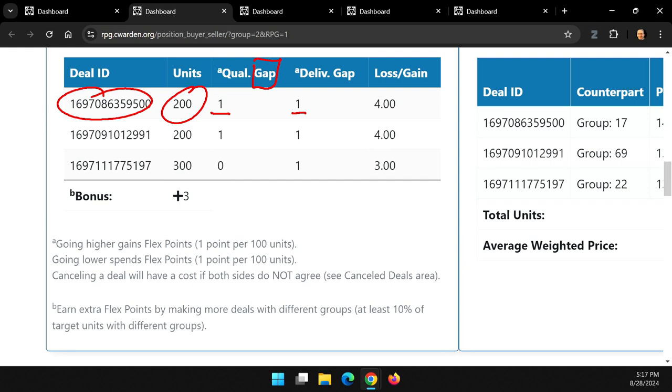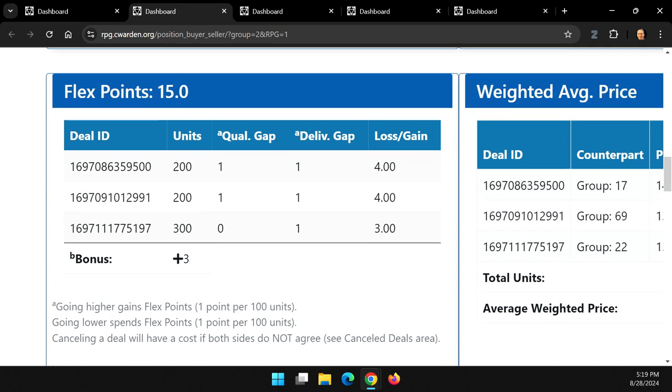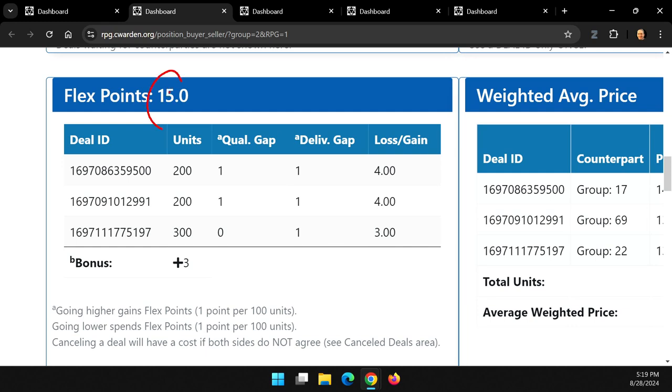And then here you can see the total points you get are 4. Why 4? Because it's per 100 units. So this is 200 units. So everything here will be times 2. So we get 4 extra points. So in this way, we gain flex points. Why do we want to gain flex points? We want to gain flex points because as these points get bigger, it's going to increase our score very quickly.